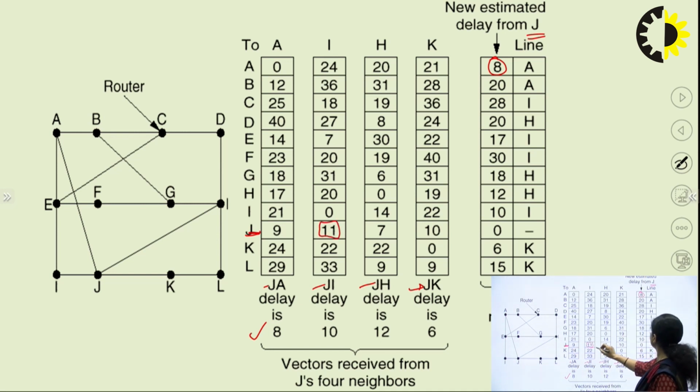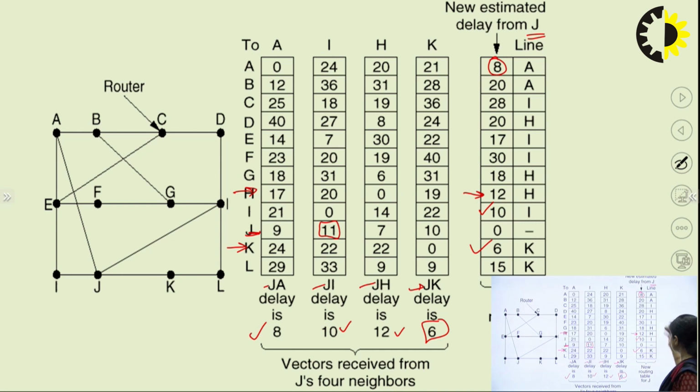From the vector j to I, with respect to j, for I we need to check, that is 10. So here we can see this is the value 10. For the vector j to H, with respect to H, we see here that it is 12. For K, we need to check with respect to j, that is 6.